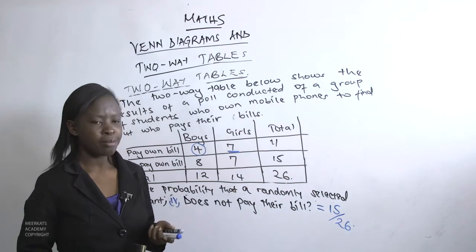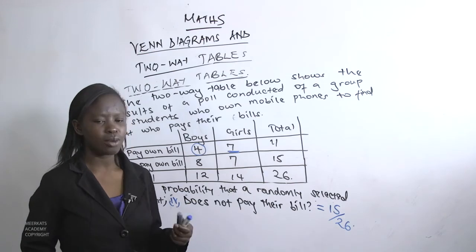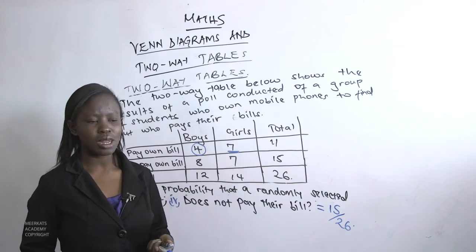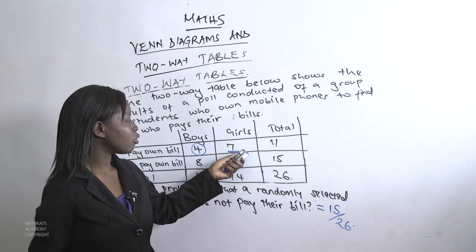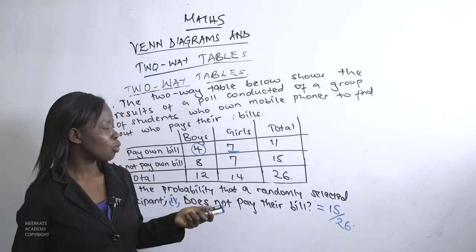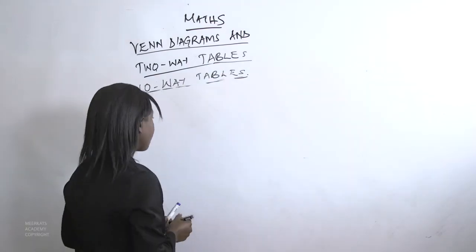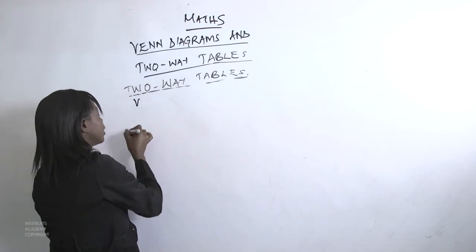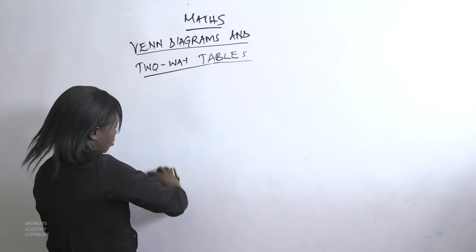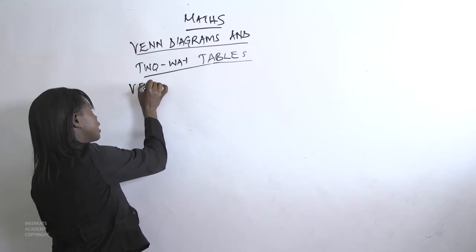So as I said earlier, the two-way table simply helps us to make the probability working easier. After the survey has been carried out, you can simply represent your data in a two-way table. Then out of the two-way table, go ahead and find the various probabilities you want in each and every situation. So another way of representing probability after an experiment has been carried out is using the Venn diagrams.